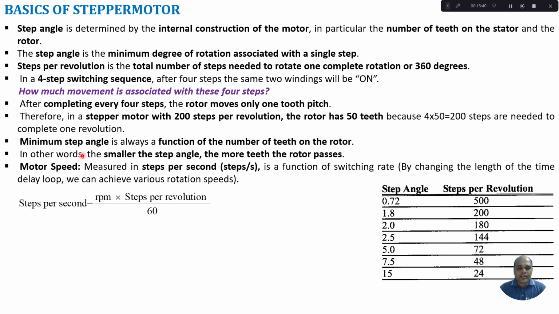Then how is the motor speed measured? Motor speed is measured in terms of steps per second, how many steps it can move in a second. The steps per second equals RPM of the motor times steps per revolution divided by 60. By using this formula, we can calculate the steps per second, the speed of the motor.